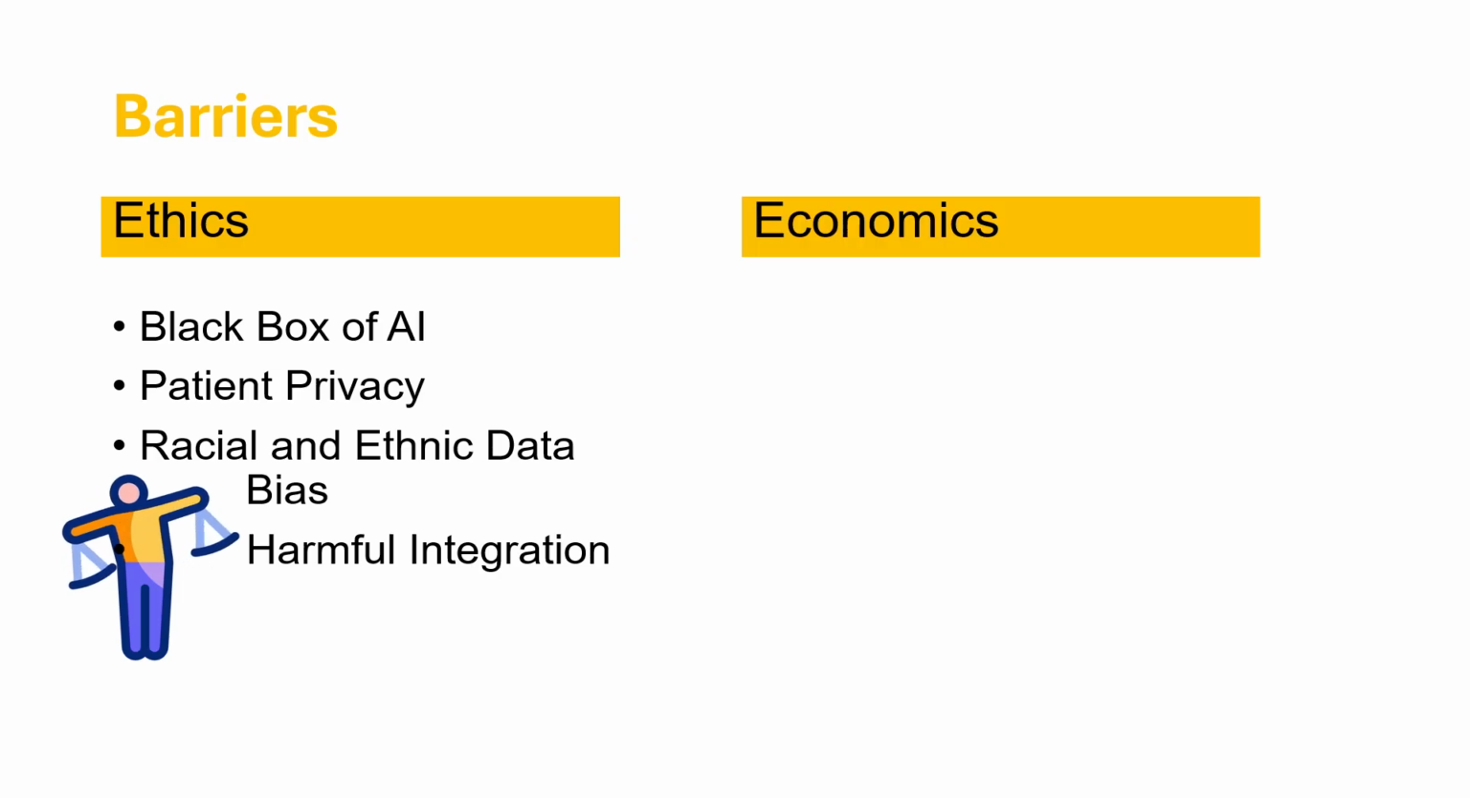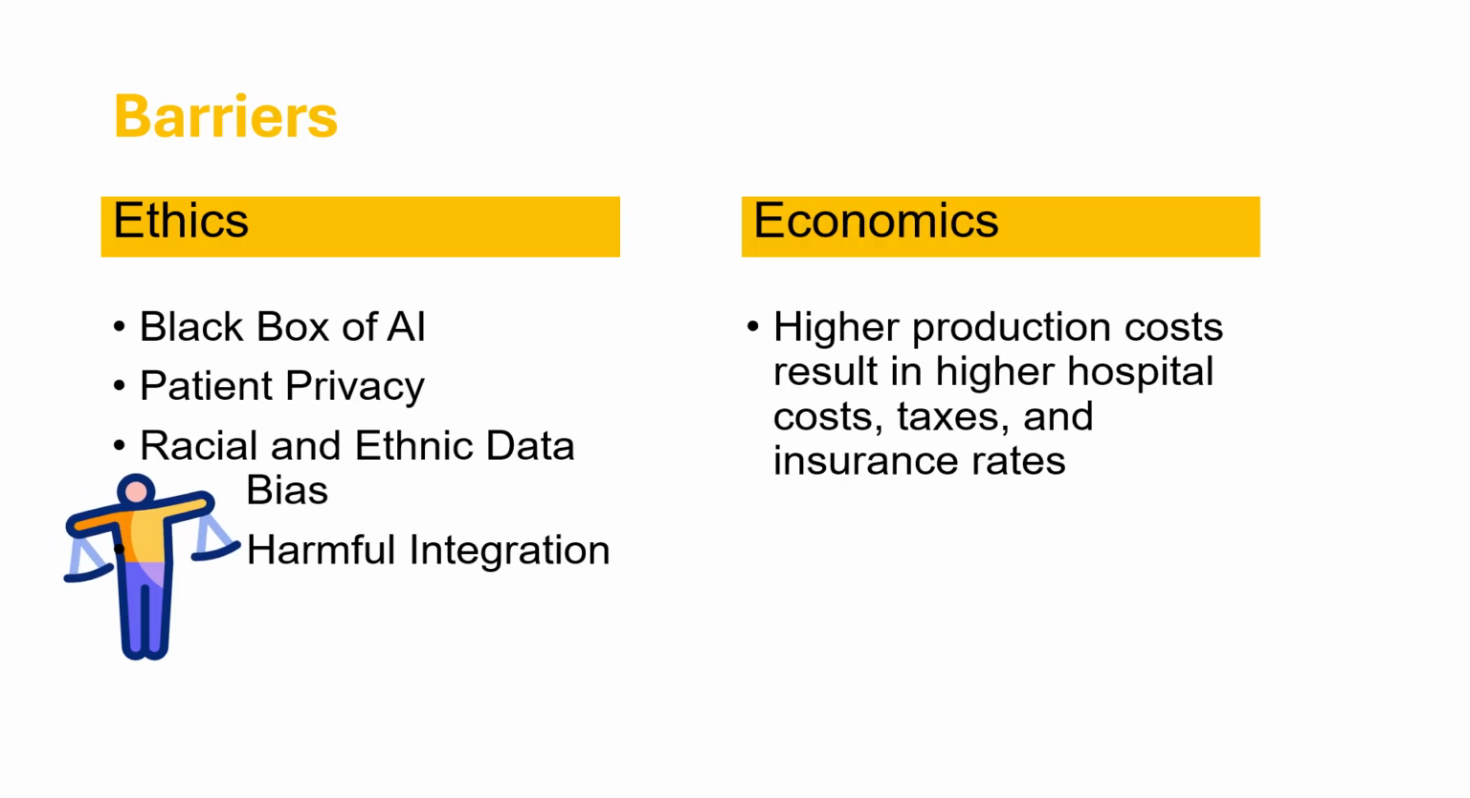Next section is economics. One economic problem is the high cost. The high capital cost of AI is initially justified by a reduced hospital stay, but the more medical AI is used and the more positive public opinion is, the more hospital costs will increase. The increase of hospital costs will lead to an increase in insurance rates and an increase in taxes for Medicare and Medicaid citizens, just to offset the high medical AI costs.